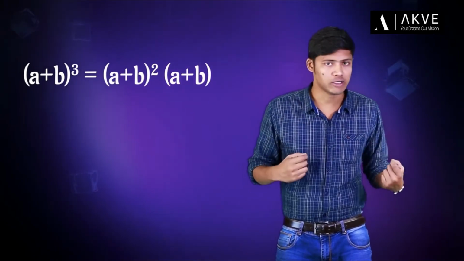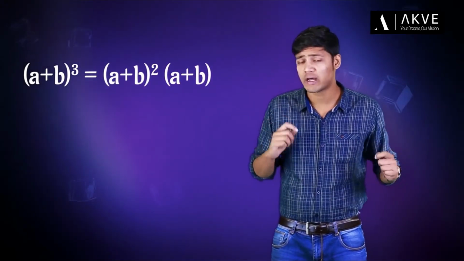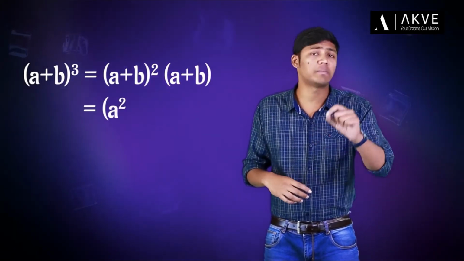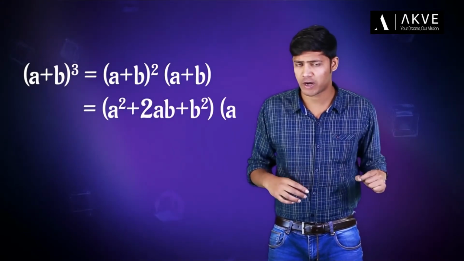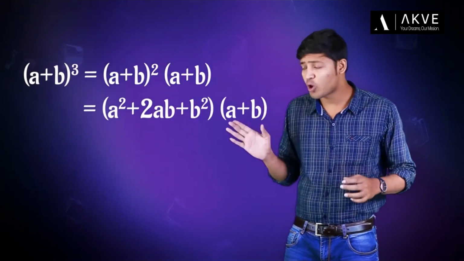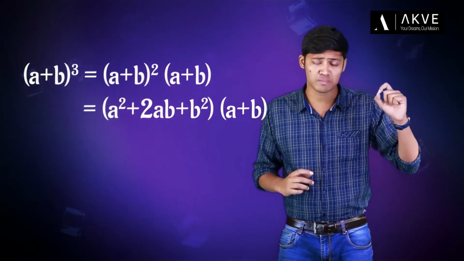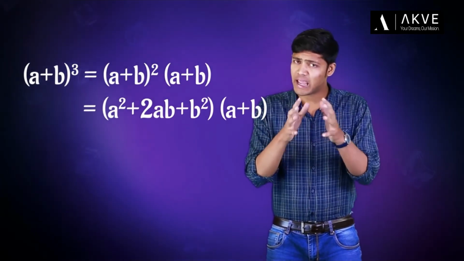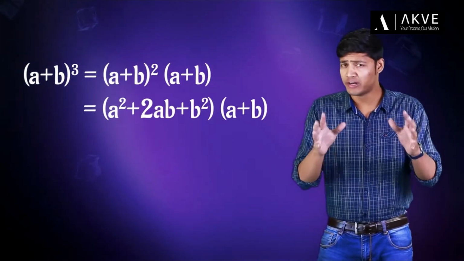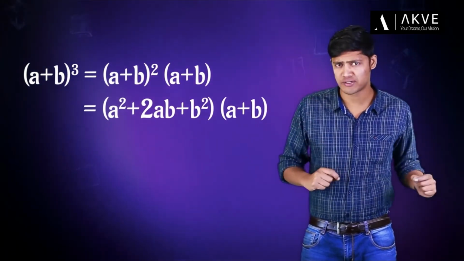And we also know that (a plus b) whole squared is nothing but a squared plus 2ab plus b squared. So, (a plus b) whole cubed is nothing but (a squared plus 2ab plus b squared) multiplied by (a plus b). Now, let's multiply these two expressions.